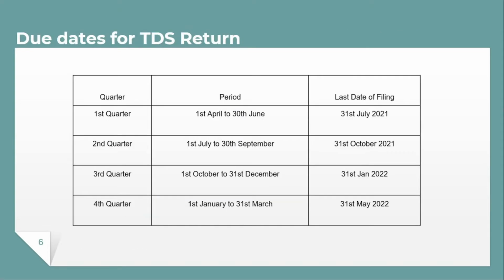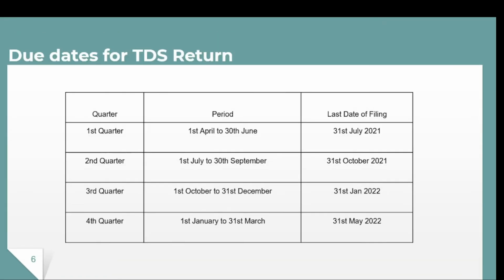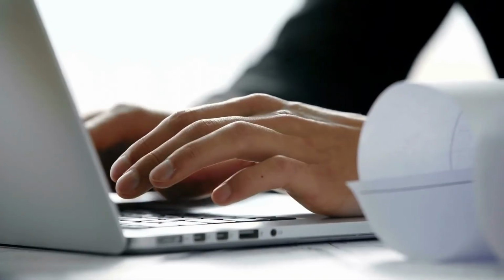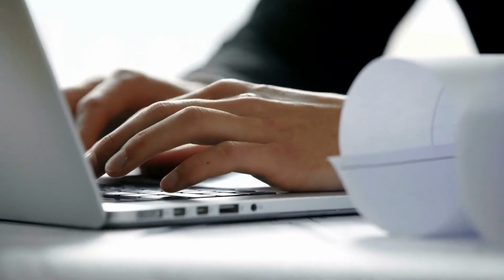The table given on the screen shows the due dates for the filing of the return. As we can see, the first quarter return, the period for which is from 1st April to 30th June, has its last date of filing as 31st July 2021. The second quarter, which ends on 30th September, has its last date as 31st October 2021. For the third quarter it is 31st Jan 2022 and for the fourth it is 31st May 2022. Quite simple, isn't it?